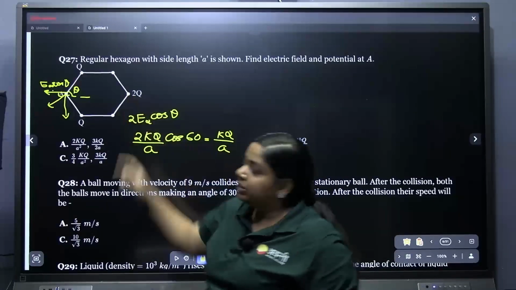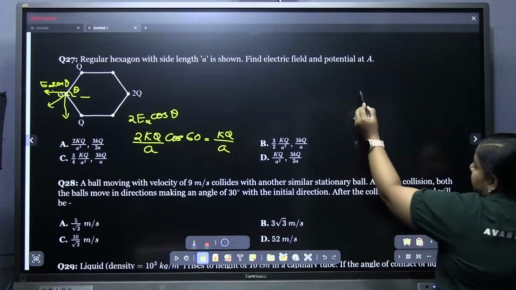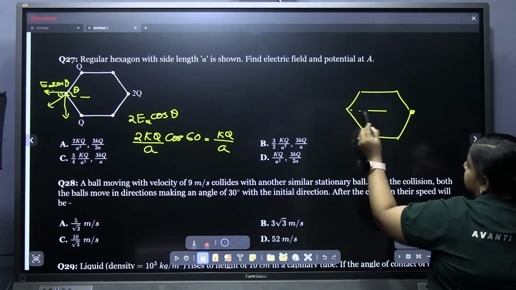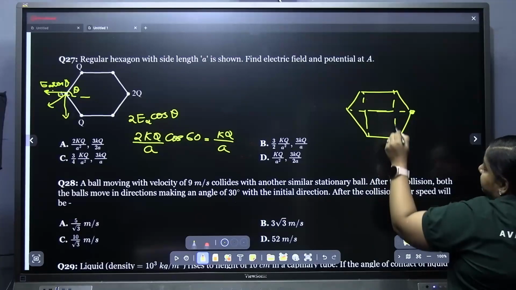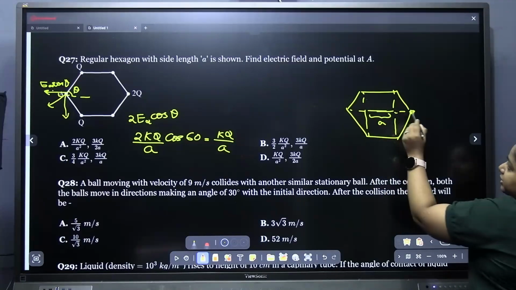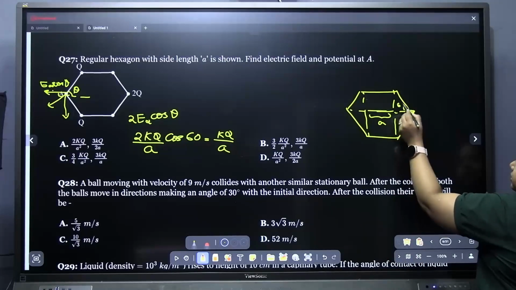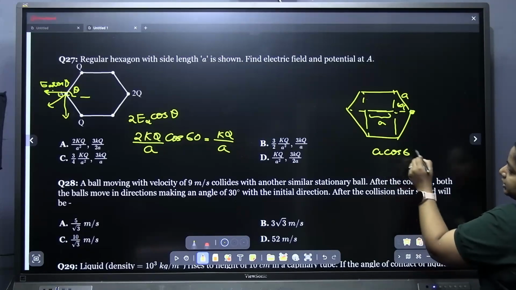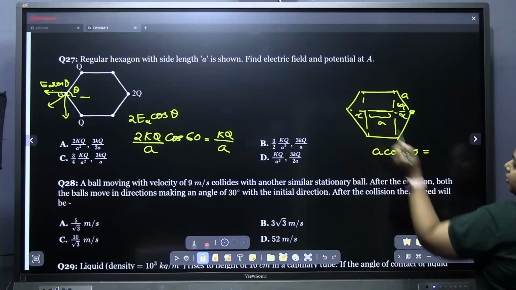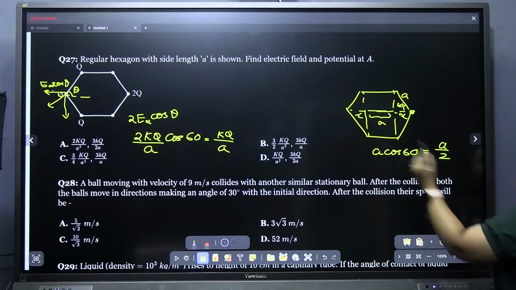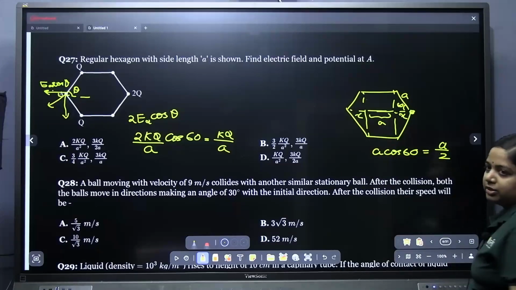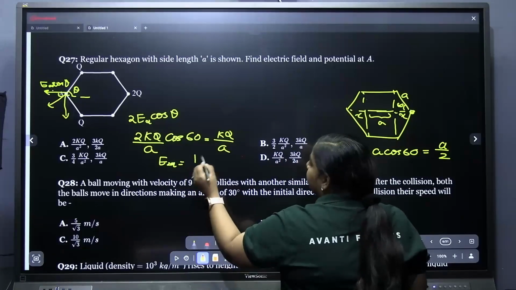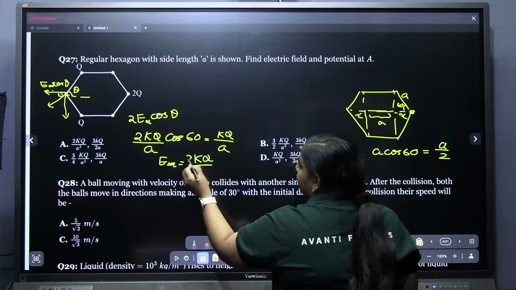Now we have to find due to this one, right? So we have to get the distance first. So from here, this distance we have to calculate. This distance is A. We have to find this distance. So if this angle is 60 degree, this is A, we can say this is equal to A cos 60 equal to this x, that is equal to A by 2. So A by 2 plus A by 2 plus A, it is equal to 2A. E due to 2q will be equal to K 2q by 2A.